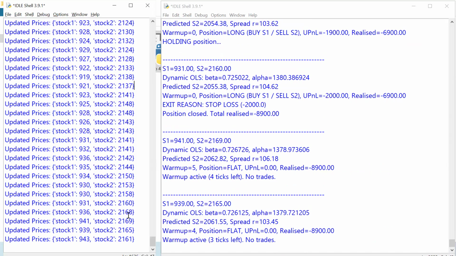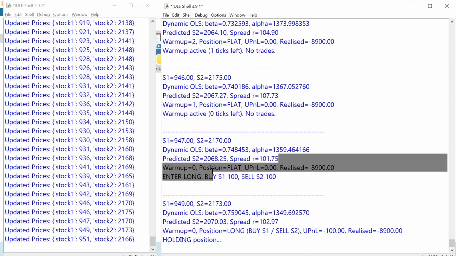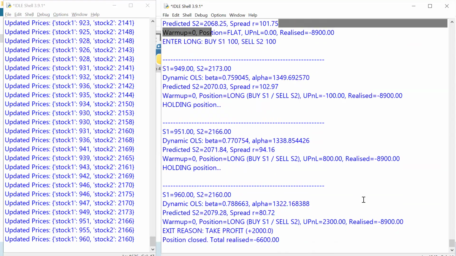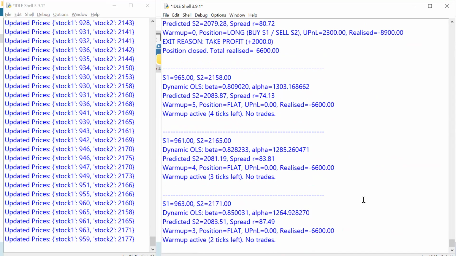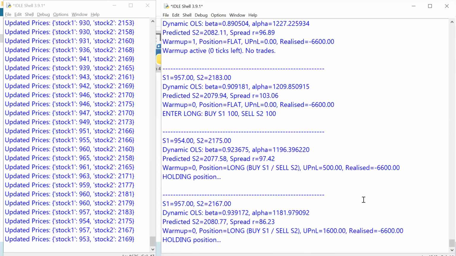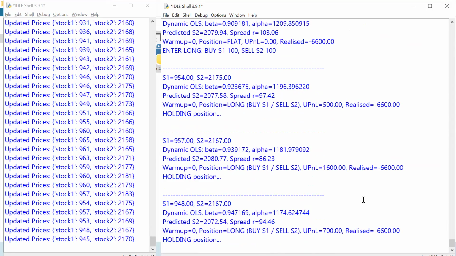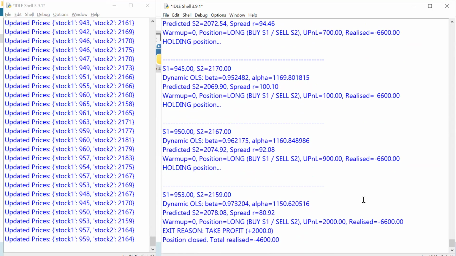One more. Opposite to us. But the spread is so high. You can see the spread is so high. Okay, we got one profit. The spread is too high. We have one more chance. Okay, buy S1. Spread is very high, so it is going to buy S1 only and sell S2. We got one more profit.